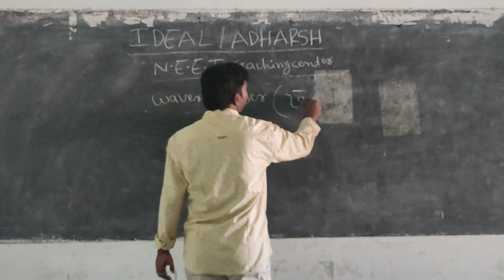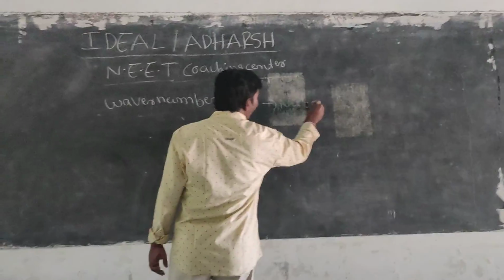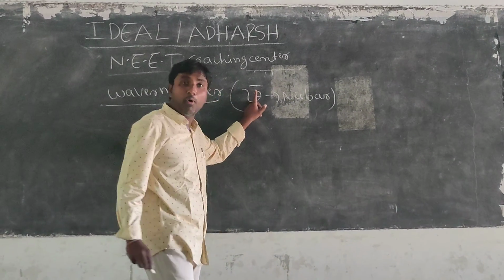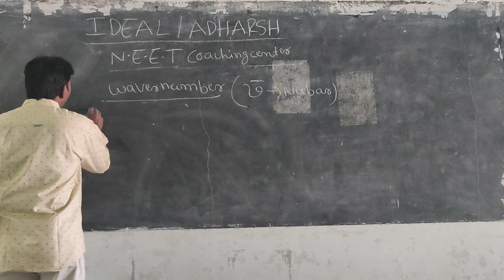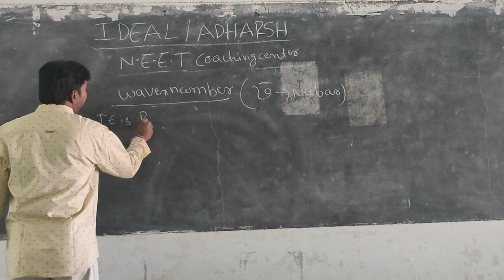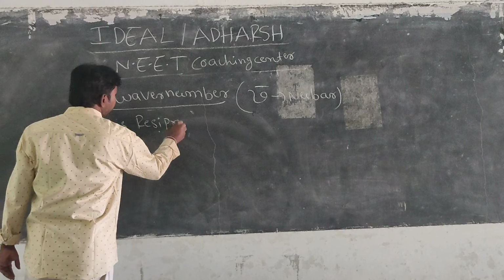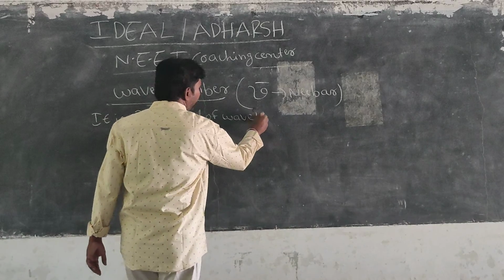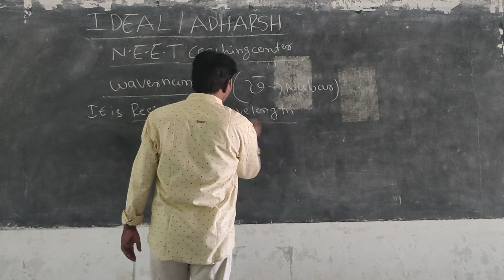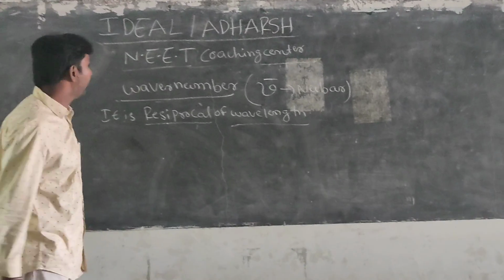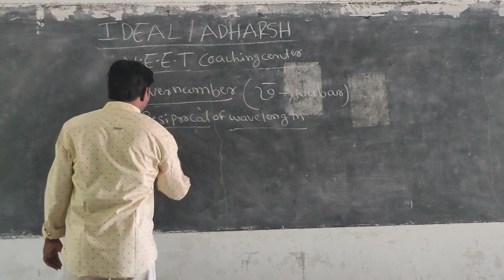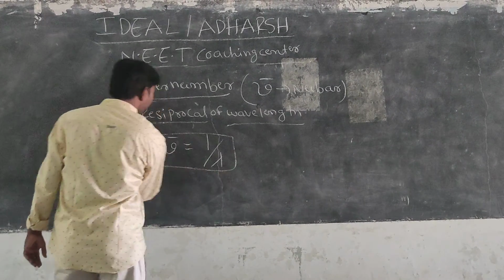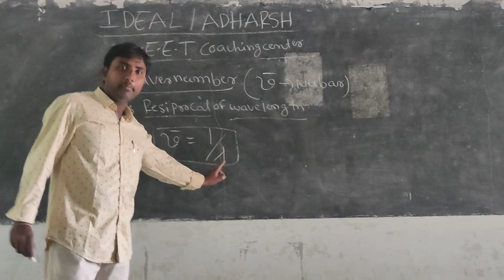This is called the wave number, represented by nu bar. What is wave number? Simple one. It is the reciprocal of wavelength. That means nu bar equal to 1 by lambda.